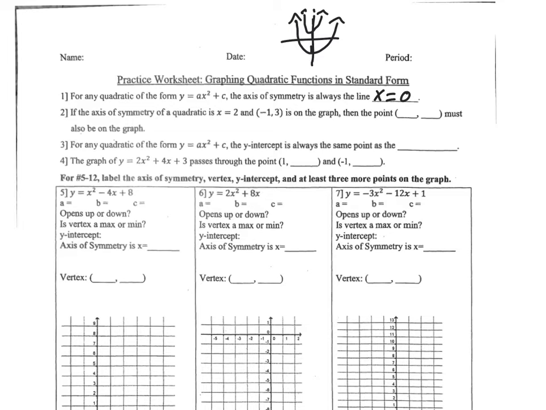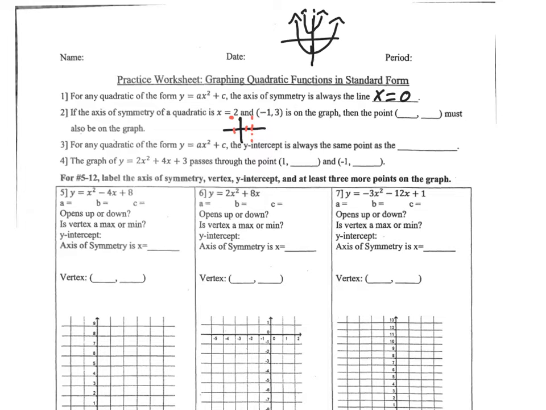Okay, number two, if the axis of symmetry of a quadratic is x equals 2, and (-1, 3) is on the graph, then what other point must also be on the graph? One of the other big qualities we've been talking about with quadratics is that it is symmetrical. The axis of symmetry splits the graph up evenly. So here's what we can do. Draw ourselves a little axis right here, okay? X equals 2 would be right there. (-1, 3), just to estimate, would be somewhere right up there, right?